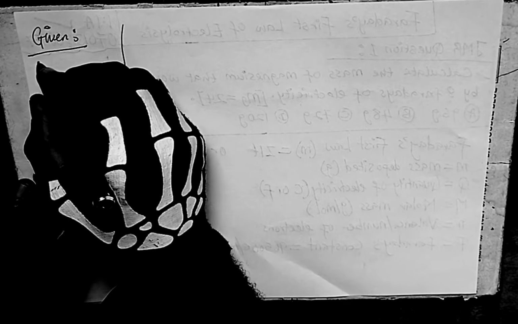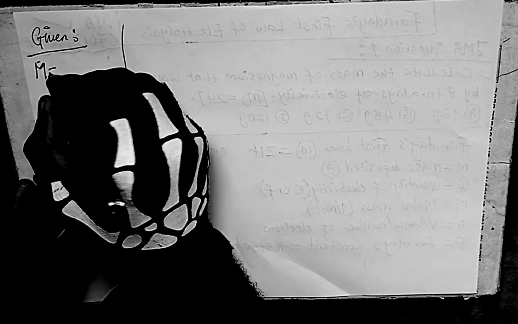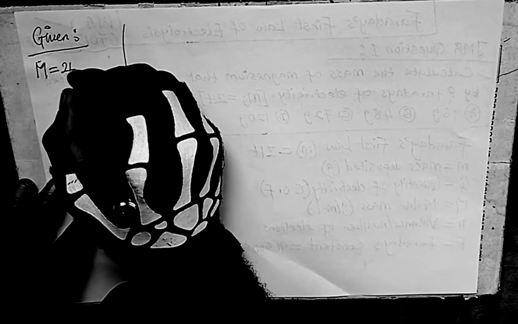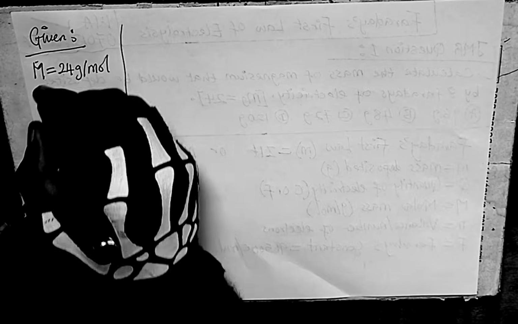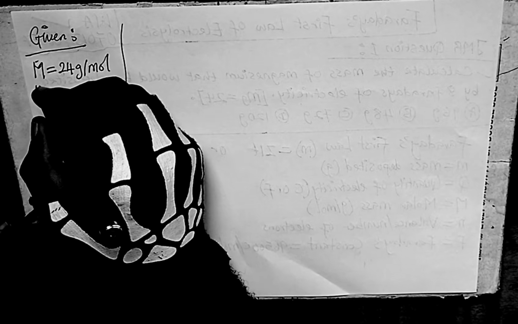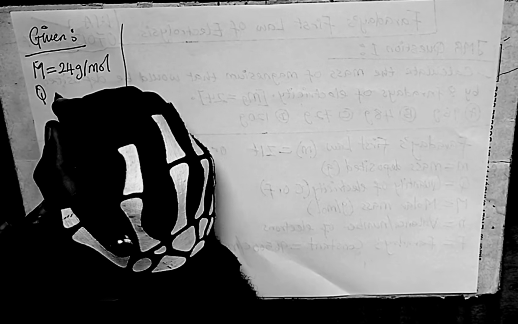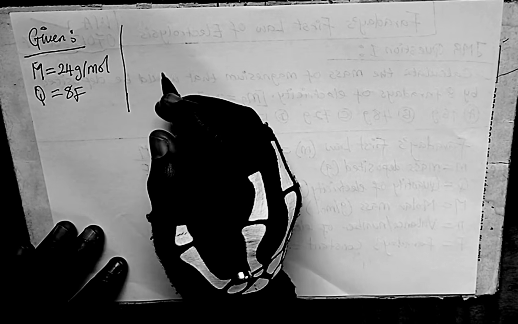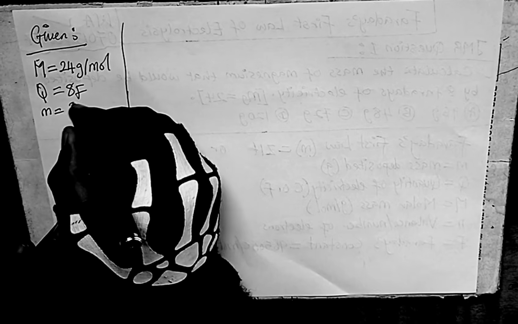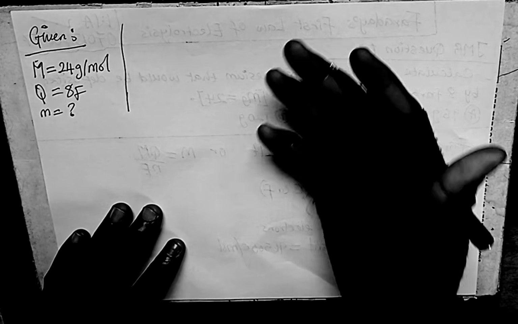Okay, what were we given? The molar mass of magnesium, equal to 24 grams per mole. We were also given Q, which is 8 Faraday. Remember, they ask us to calculate the mass. Mass equals question mark: the mass of magnesium discharged.